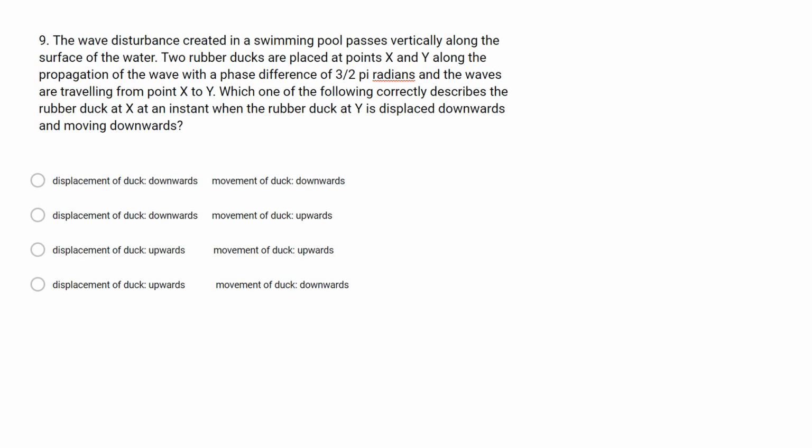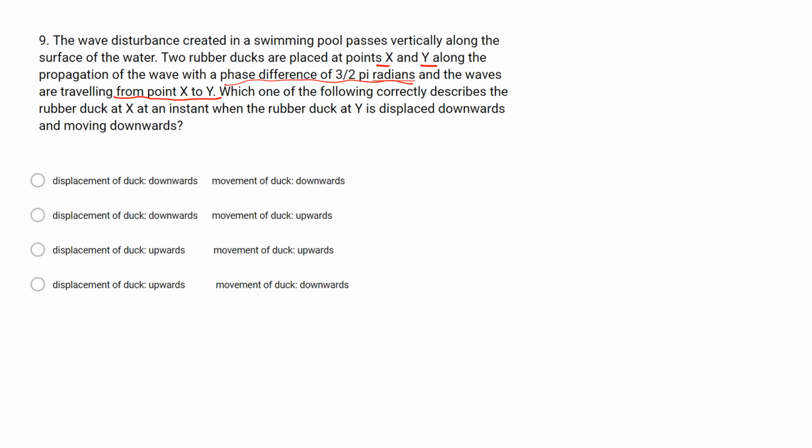Let's consider the context of this question. This question is about a continuous water wave. On this continuous water wave, there are 2 points x and y, where they have a phase difference of 3/2 pi radians. We are also told that the waves are traveling from point x to point y.